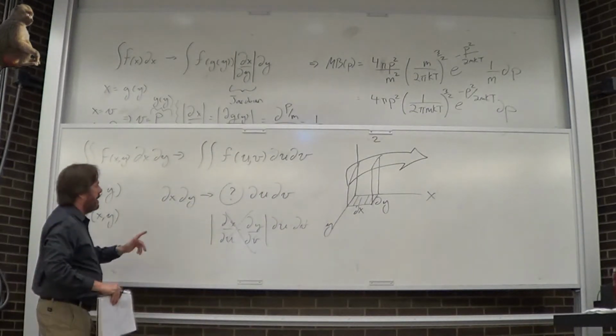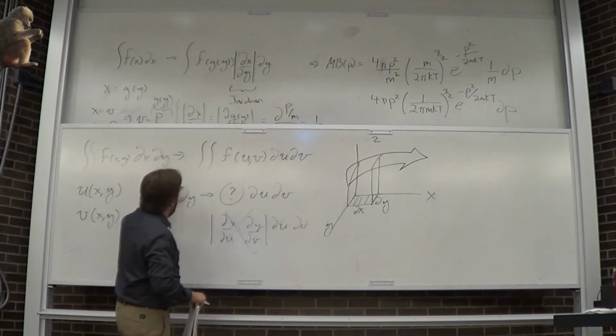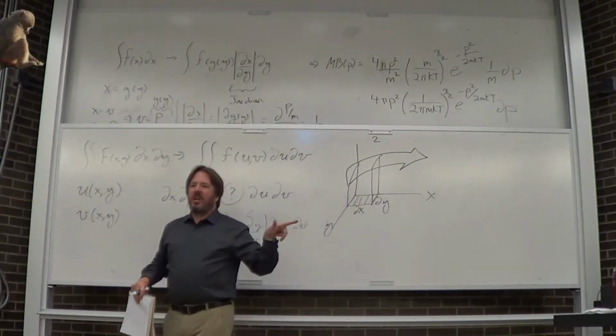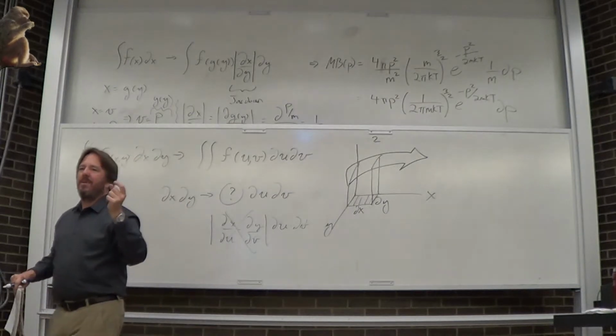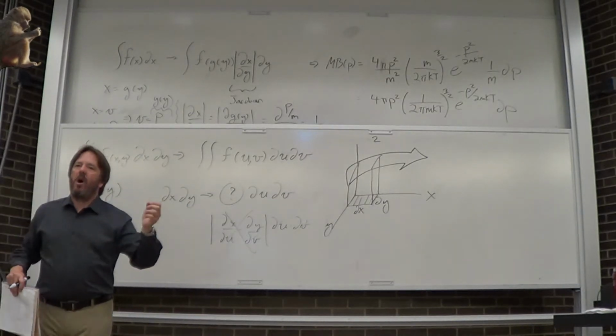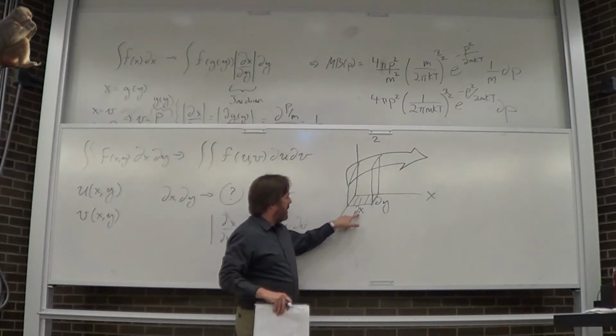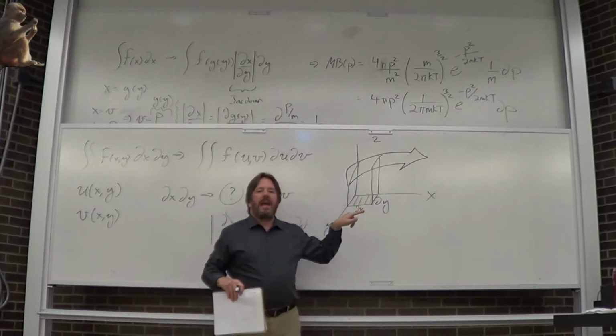What's happening when you change from x and y to u and v? That area is changing. So it's no longer a step that's too big or too small. It's now an area. When you go from x and y to u and v, the area changes.